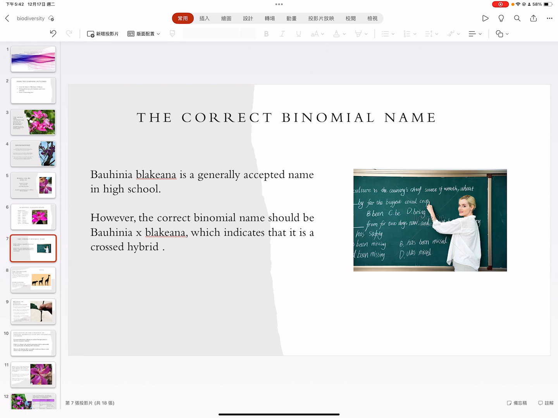Bauhinia blakeana is a generally accepted name in high school, but we are university students, so we should call it more correctly. The correct binomial name should be Bauhinia × blakeana, which indicates that it is a cross hybrid, not a species.